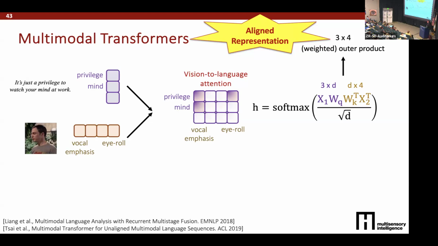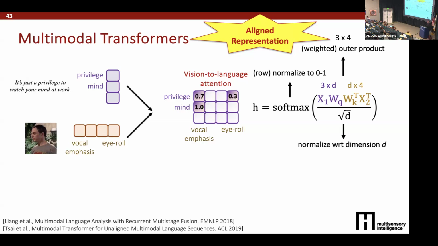And this is again a weighted outer product. It tells you how each of your words interacts with each of the nonverbal expressions. So that's a 3 by 4 matrix. And you're going to do the same normalization by the square root of D and your softmax across your rows to learn these attention scores. Now you want to interpret these attention scores in a pretty similar way. It's just saying how each of your words relates with your nonverbal expressions.